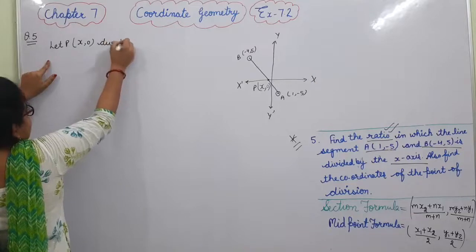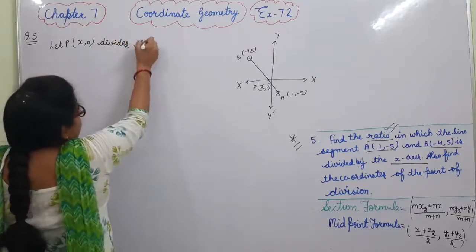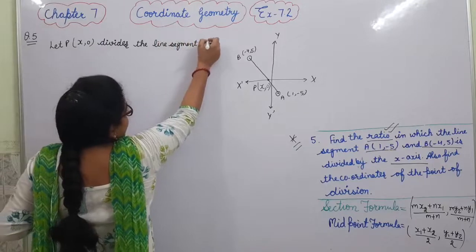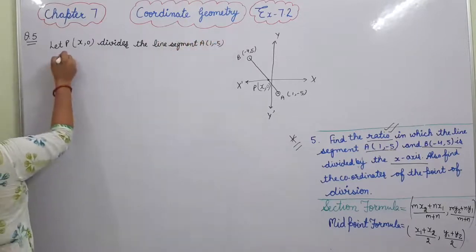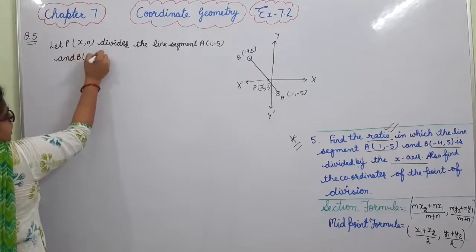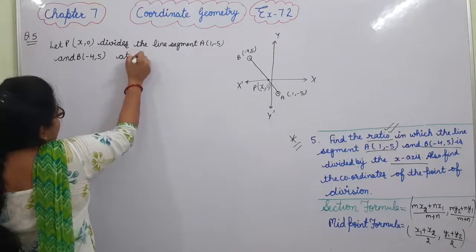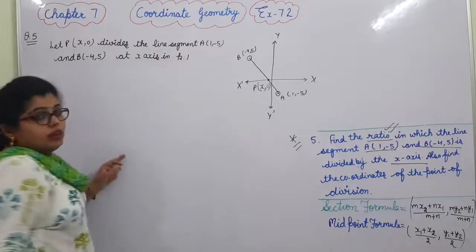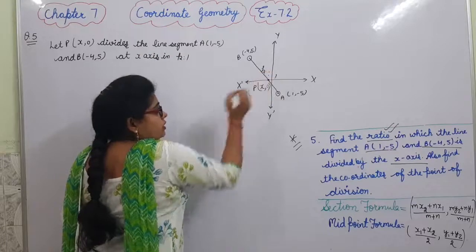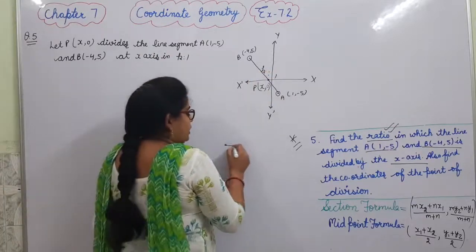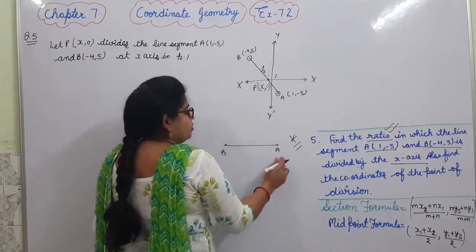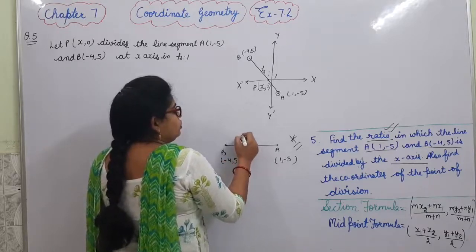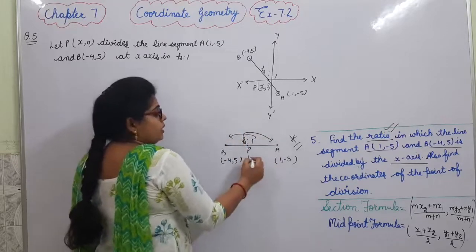Let P(x, 0) divide the line segment A(1, -5) and B(-4, 5) at the x axis in the ratio k:1. We have considered here that it is dividing in the ratio k:1. Now you can take A(1, -5), B(-4, 5), and this point P, and the ratio is k:1. Now we will find the coordinates of this P and we will compare.